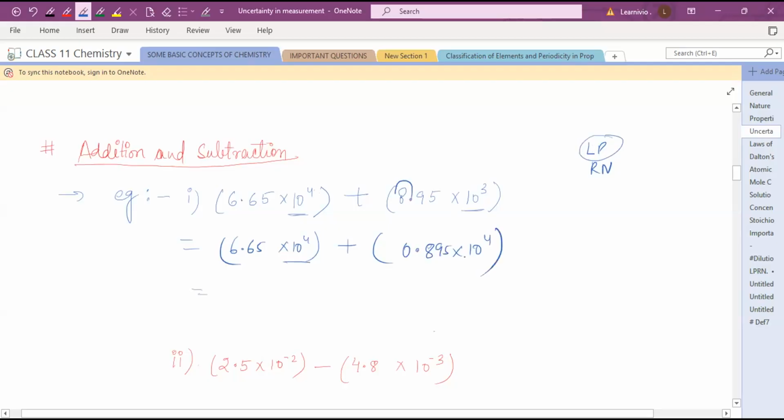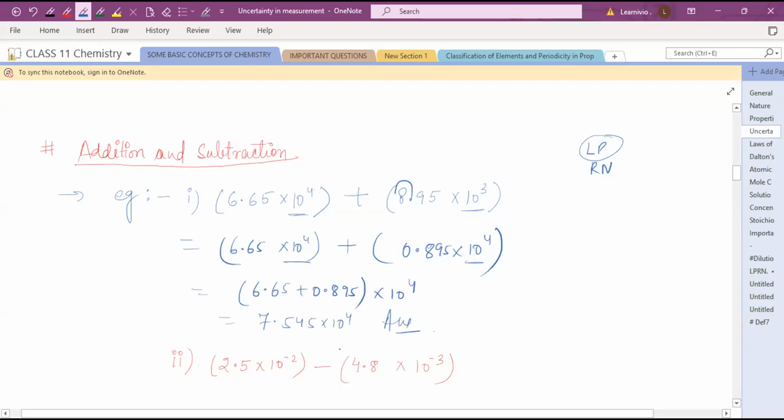Now you can see this term is the same, so you can just take it as common and add these two terms, and you can take this as common. Now, when you add this, you will get 7.545 into 10 raised to the power 4. That's the final answer.